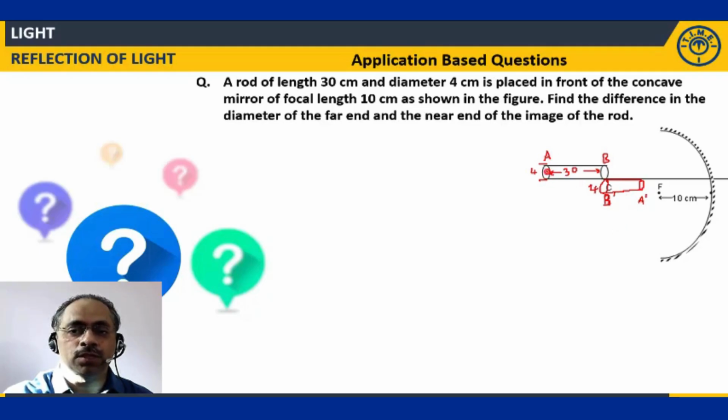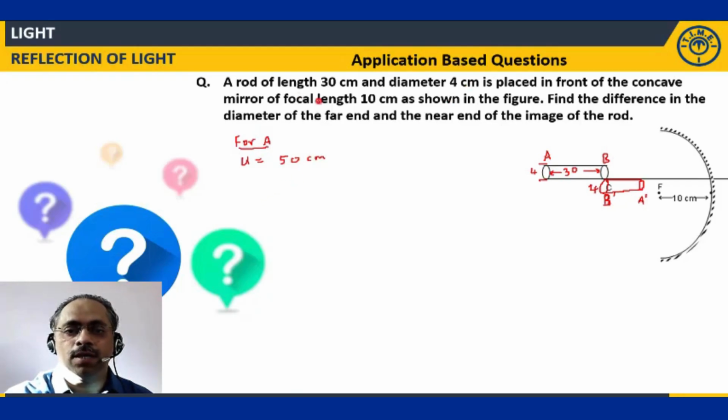because now I know what is the position of A. How do I know A? The length is 30 and the location of B from the mirror is 10 plus 10, 20. Okay, so 20 plus 30, totally 50. So let me write for A. For the point A, object distance U is equal to how much? Now we calculated, right? So 50 centimeter.